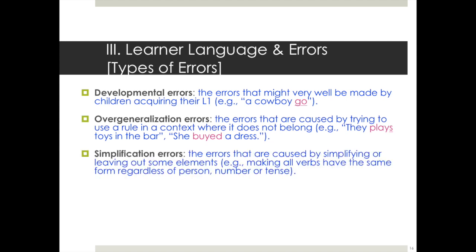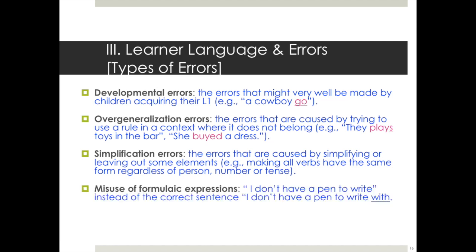A third context of errors, or scenarios of errors that are quite common in learner language, is what we call simplification errors. These errors are caused by simplifying or leaving out some elements. For example, when learners make all the verbs have the same form regardless of person, number, or tense. Although this sounds a bit like the previous two types, it is still one distinct category of errors in learner language.